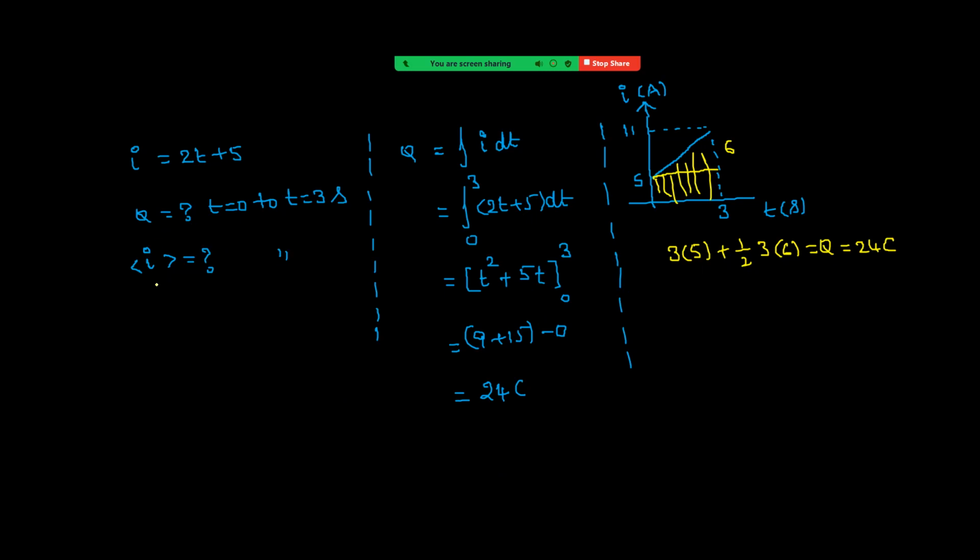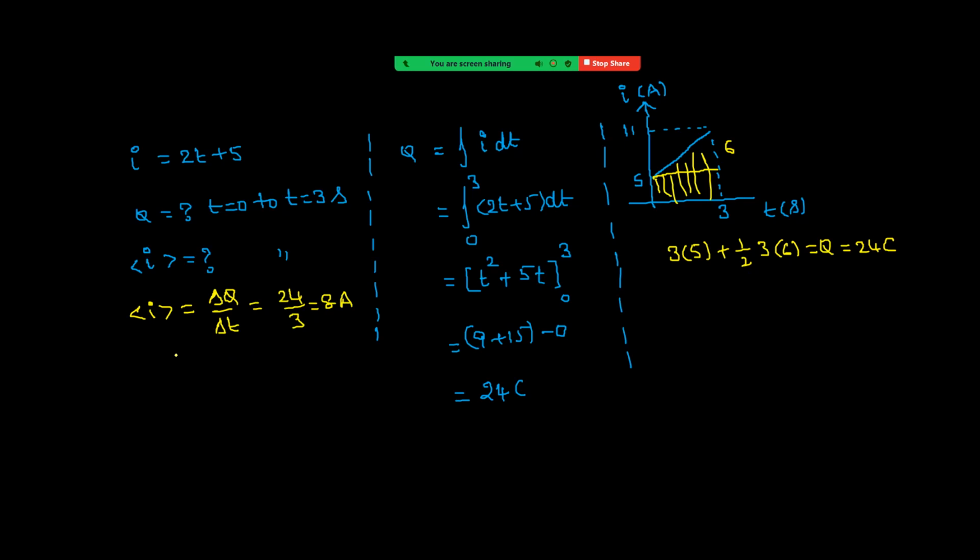Next, we have to calculate average current. And you can see the definition part: average current is given by how much charge has flown by the time interval, right? It is now 24 coulomb. The time interval is 3 seconds. So it is now 8 ampere. So it is very simple and direct one.